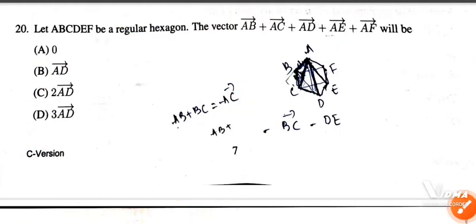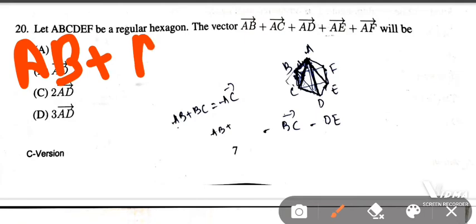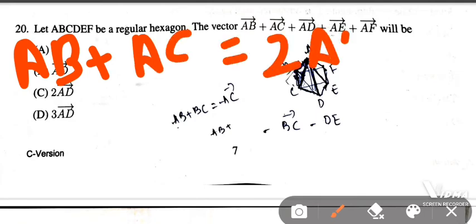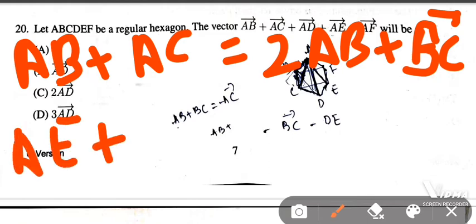Okay, AB plus AC is equal to 2AB vector plus BC vector.